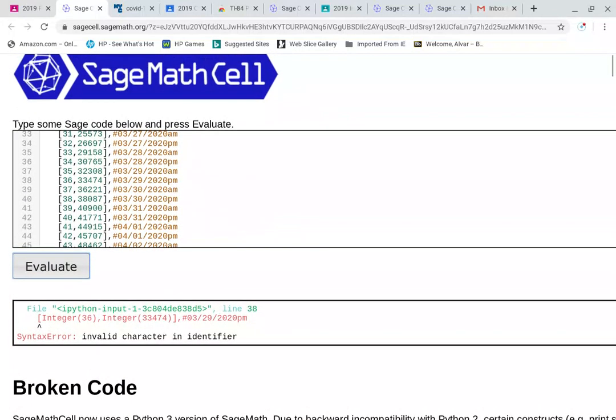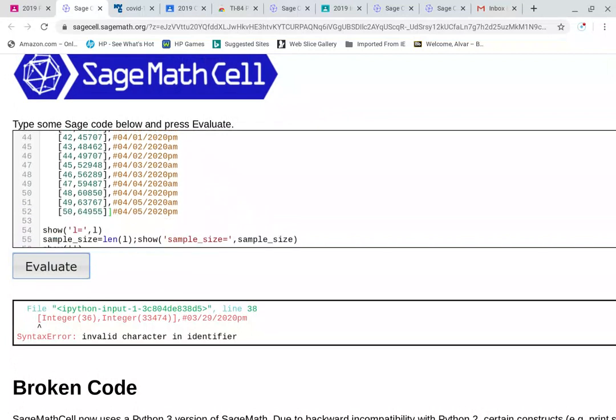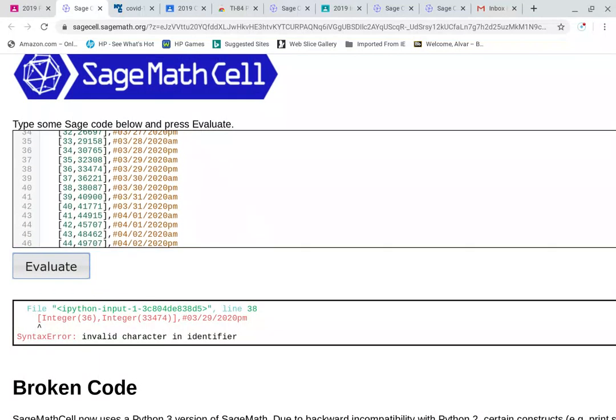I'm not seeing it. Line 38. Why line 38 when it was okay up to 30? What? 38. Did I have another square bracket in there? No.